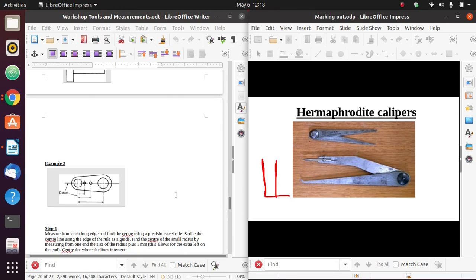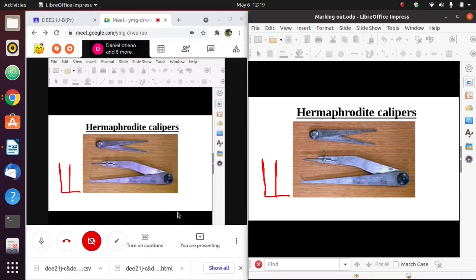So go through the notes that I've sent, so that when you meet next time, we are going to go through the other hand tools that we find in the workshop, like files, chisels, hammers, and how to use them and how to take care of them. Okay.